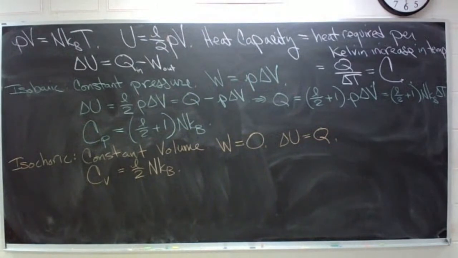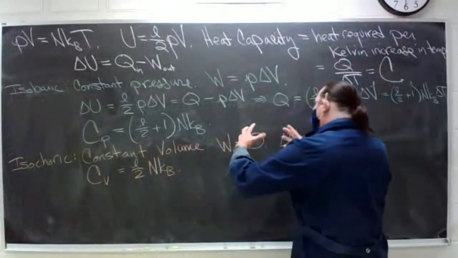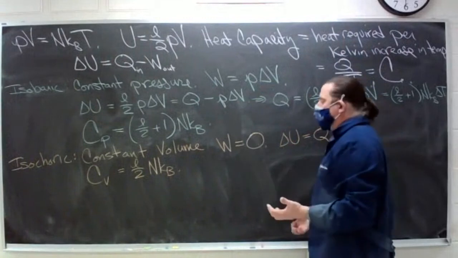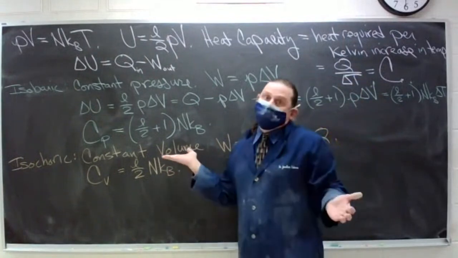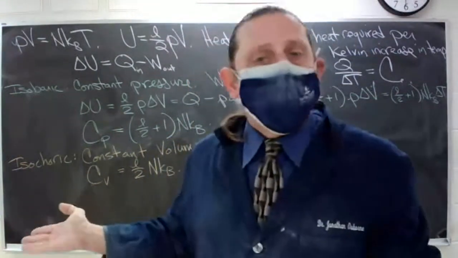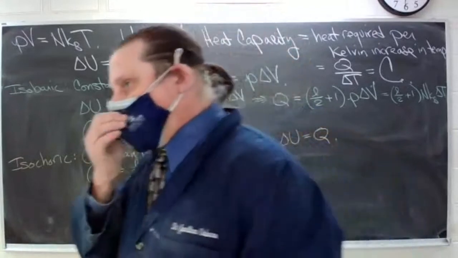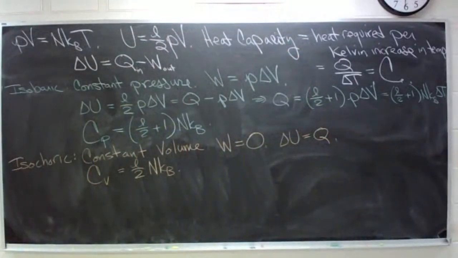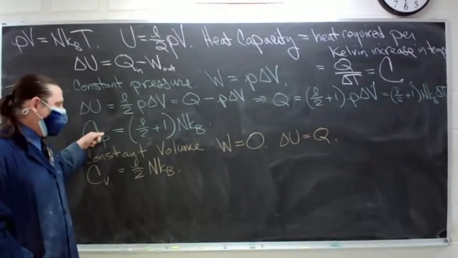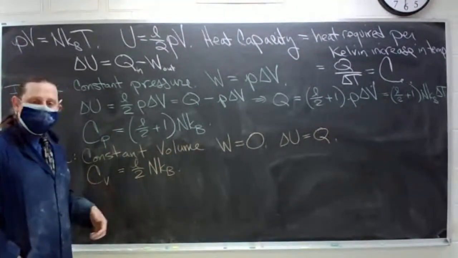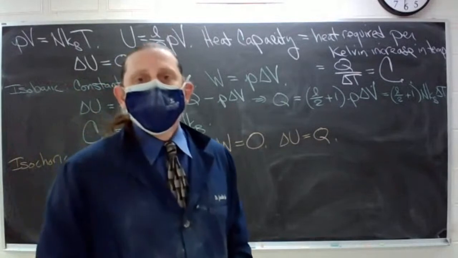Adding heat, increasing the internal energy at constant pressure requires the volume to increase. But if I do it at constant volume, there's no work to be done. So all the heat goes directly into internal energy. So that's one way that we can understand why the heat capacity at constant pressure is greater than that at constant volume. Okay?